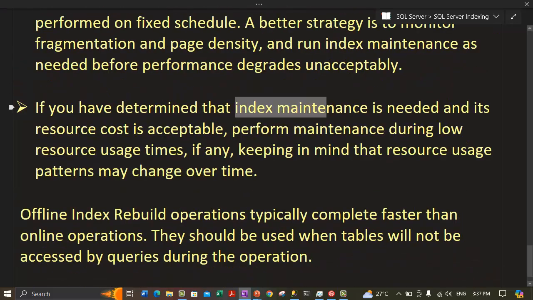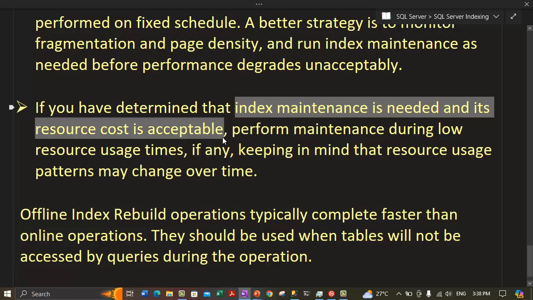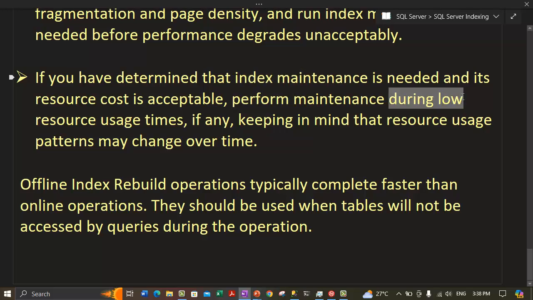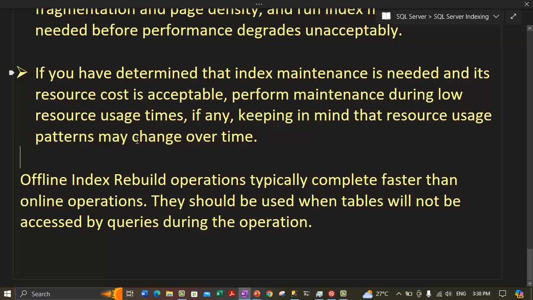First of all, if you have determined that index maintenance is absolutely necessary and you have also checked the resource cost and found that it is acceptable, even in those cases, we would suggest that you perform the maintenance during the low resource usage time, or during the off-peak hours or out of business hours. Keep in mind that resource usage patterns may change over time. So we should always pick a period for maintenance which is off-peak or off-business hours.